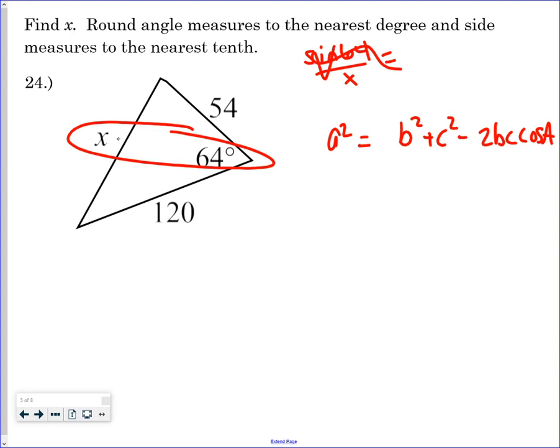So, side squared, for me that's x squared, and then the cosine of the angle. Those are the ones that are matching, right? This one and that one. And then I'll fill in the middle in just a second.